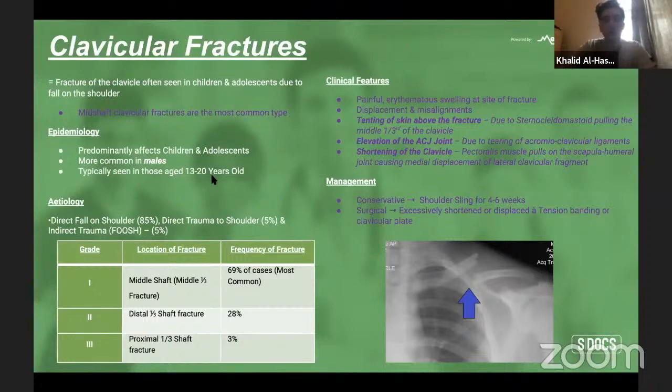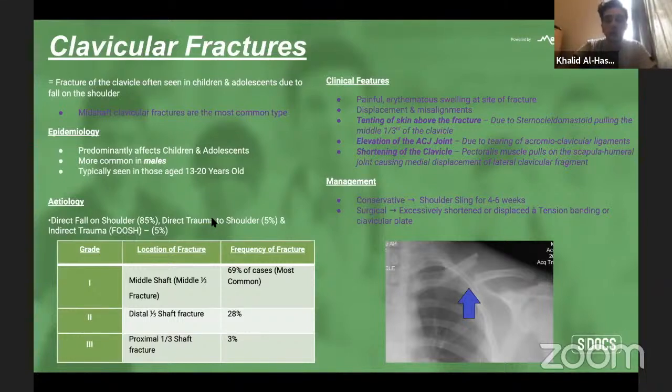So the general causes of this are direct falls on the shoulder or direct trauma to the shoulder. You can imagine someone playing a contact sport such as rugby is prone to things such as a clavicular fracture. FOOSH, which is a fall on an outstretched hand, is also a cause for clavicular fractures. However, it makes up less than 10%. You'll tend to find that throughout this lecture FOOSH will make up the majority of the causes for different fractures along the way.